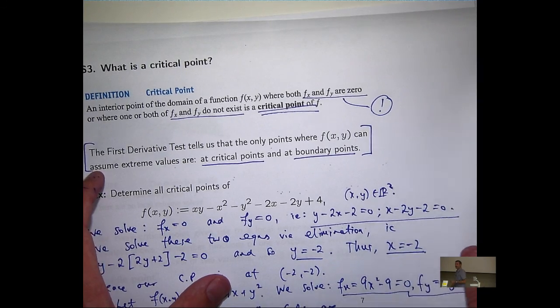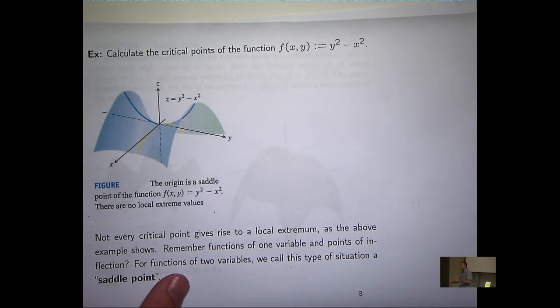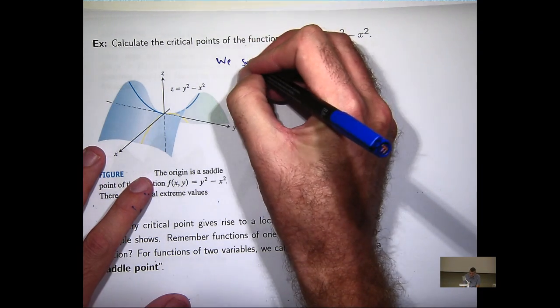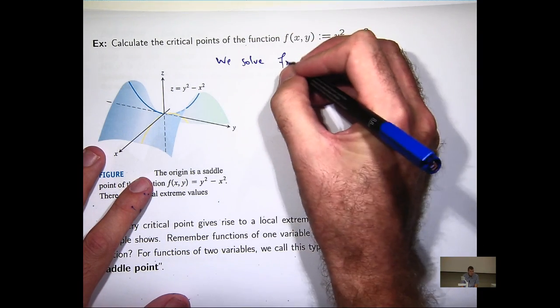All right, let's look at another important case. Calculate the critical points of this function. Pretty easy to do. We've seen this function before.